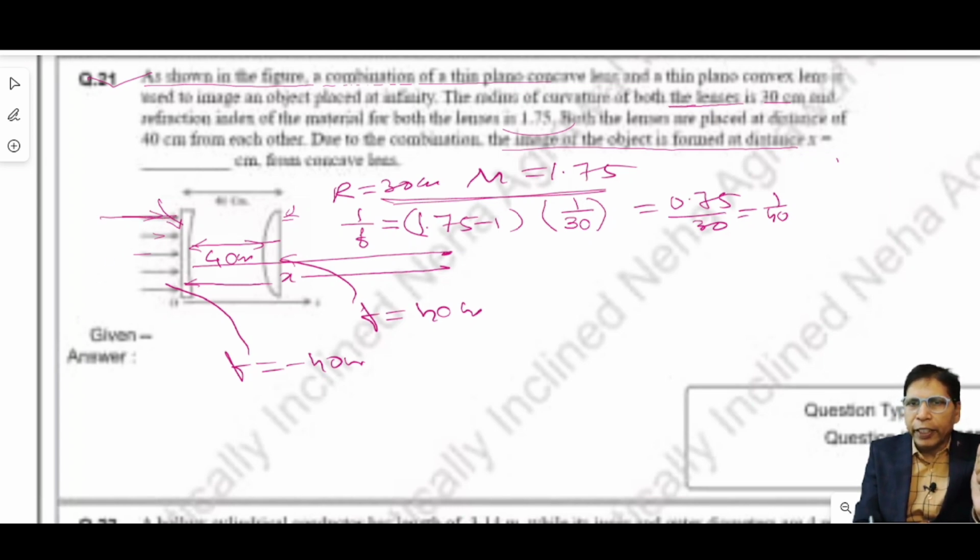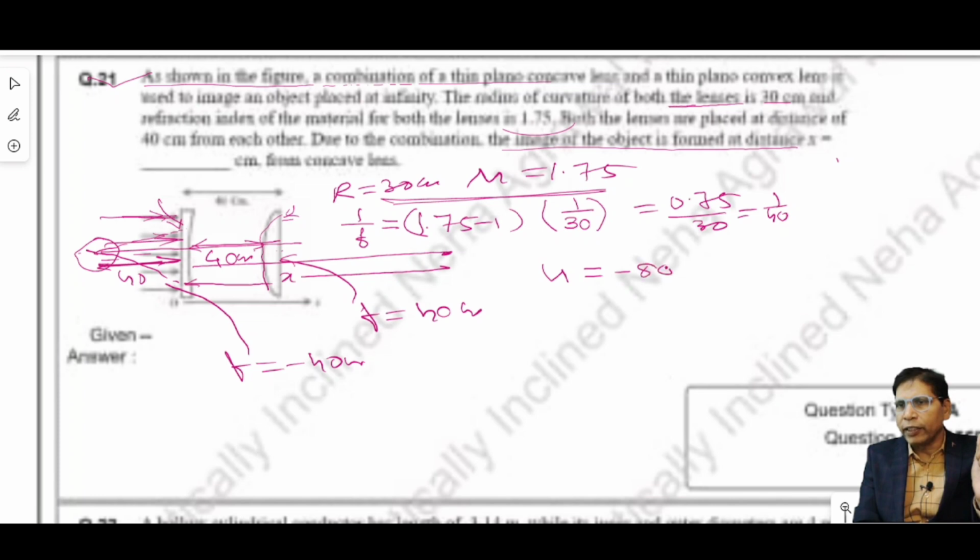When parallel rays are incident on this lens, the rays appear to converge at this point at a distance of 40 centimeter from this lens. Now this image acts as the object for the convex lens. So distance of object from the convex lens, look at this, this is 40 centimeter, and this also 40 centimeter, 80 centimeter. So object distance for convex lens is minus 80 centimeter.